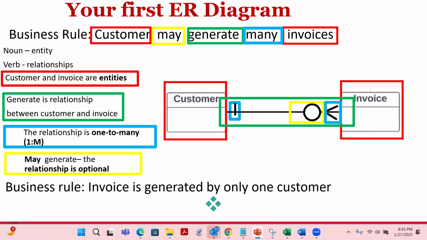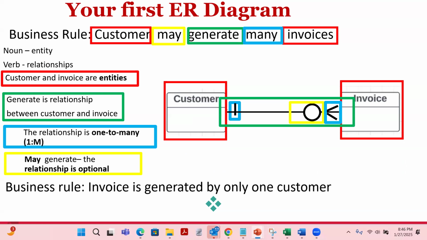Now, the only thing we're missing is whether the relationship on the customer side is mandatory or optional. There is nothing more we can gauge out of this rule. We can potentially guess that an invoice needs a customer, so customer is mandatory for the invoice. But luckily, we have another business rule here that states invoice is generated by only one customer.